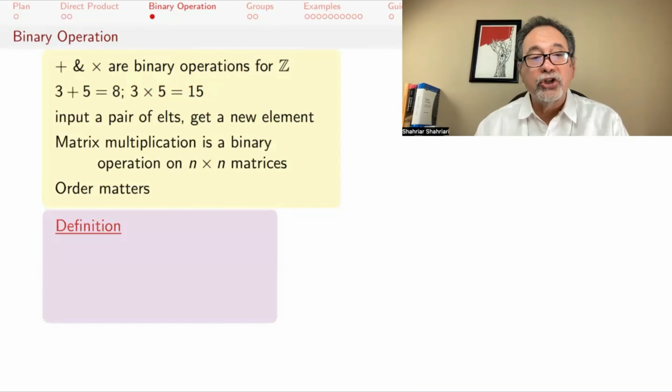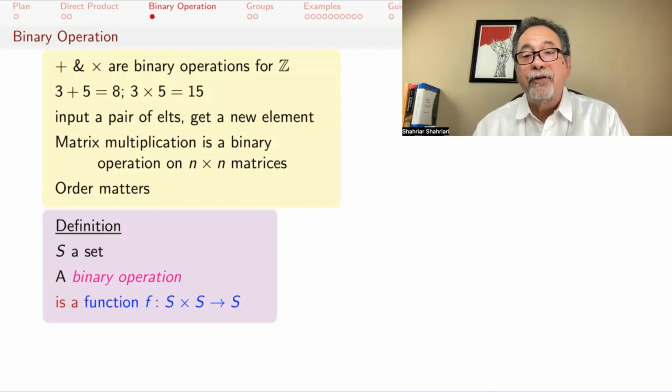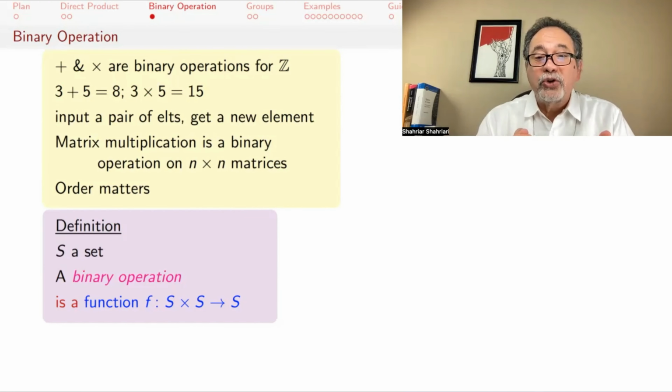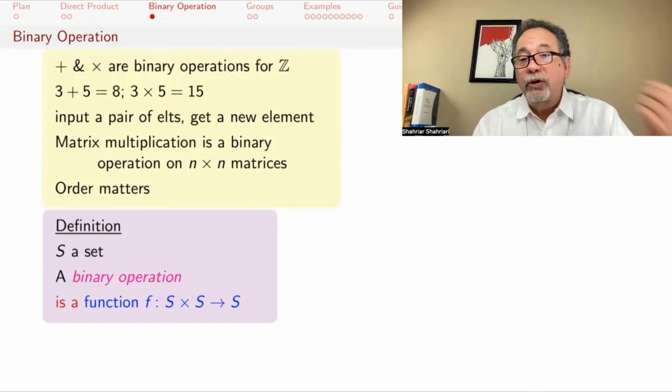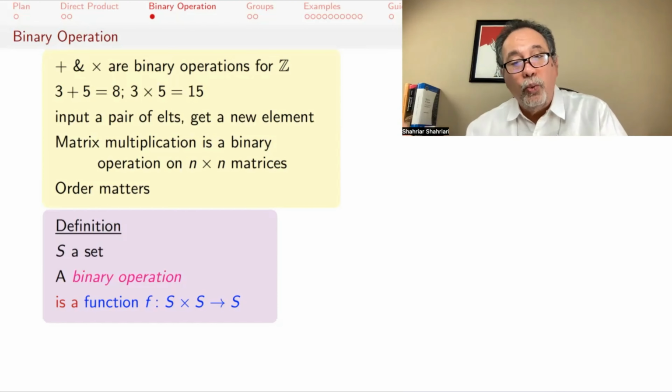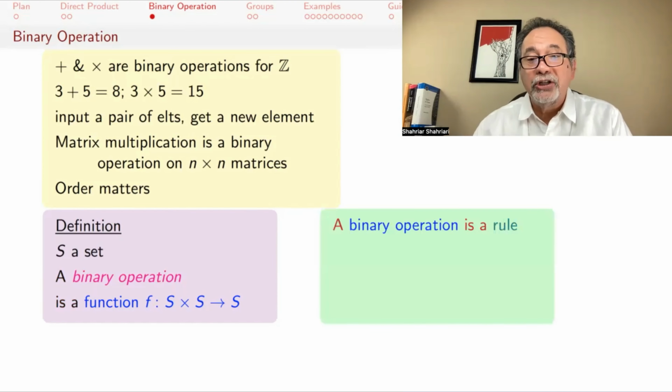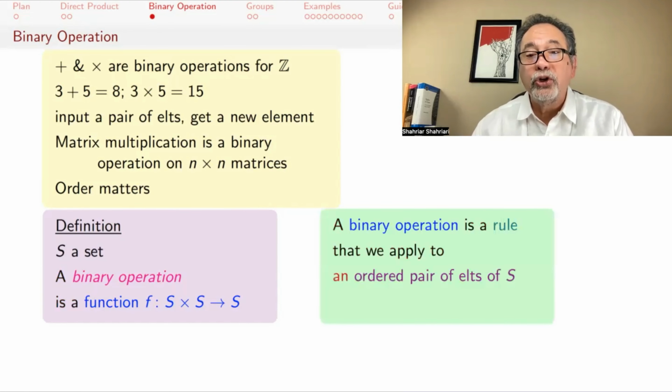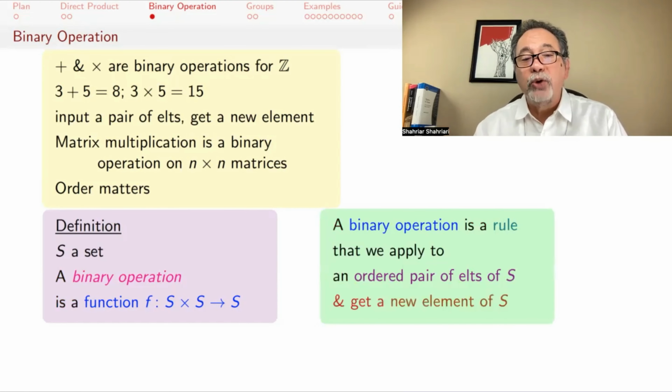The formal definition of a binary operation is that you start with a set, and a binary operation on that set is actually just a function from the direct product of S and S to S. Elements of S cross S are pairs of elements, and you apply this function, and that gives you one element of S. A binary operation is a rule that we apply to an ordered pair of elements of S, and you get a new element of S.